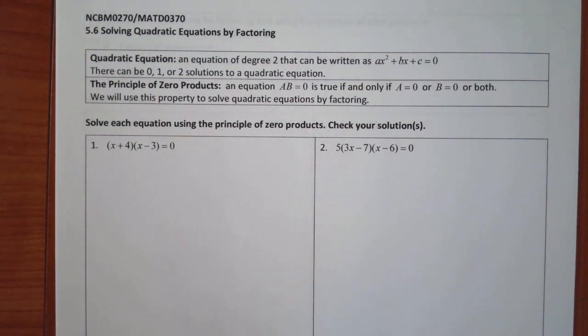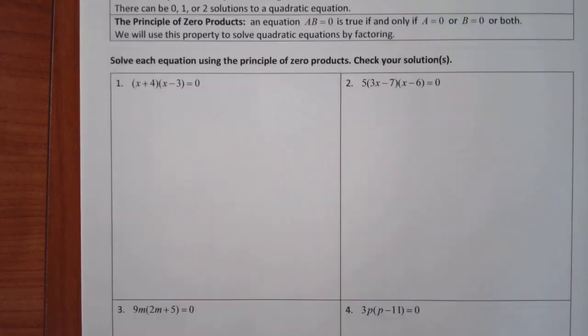Okay. So in general, what we're going to do is we're going to take an equation, we're going to set it equal to 0, make sure it's equal to 0, we're going to factor it, and then we set each of the factors equal to 0, and that will give us our solutions. Okay, so that in general is what we're doing here.